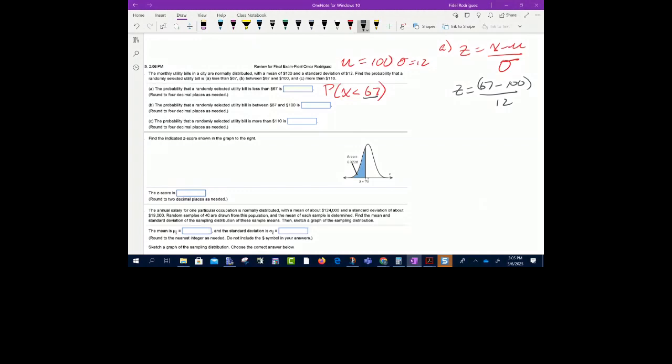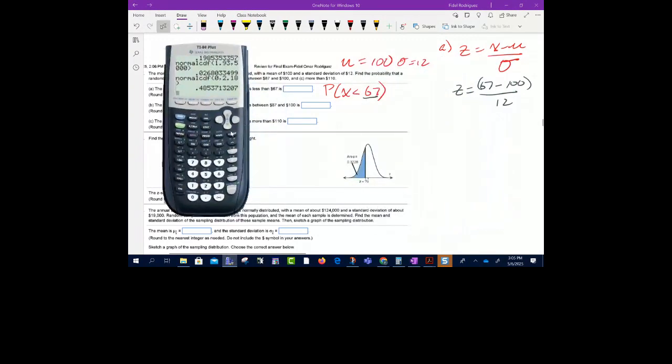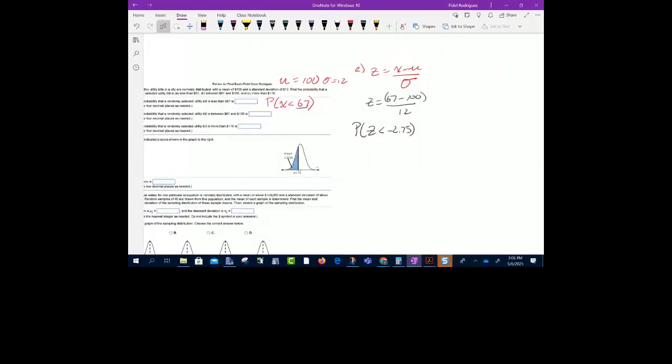Okay, look, y'all, I'm going to write that in parentheses because, again, when I'm doing this on my calculator, that's what I got to do first, right? Okay, let's clear this. So we're going to go 67 minus 100, and we're dividing it by 12. Okay, so negative 2.75. So look, y'all, what we're trying to figure out now, what's the probability that our z-score is smaller than negative 2.75?